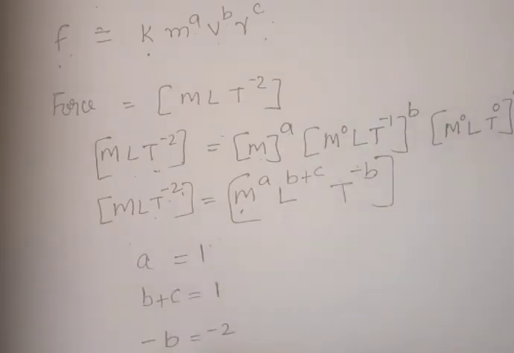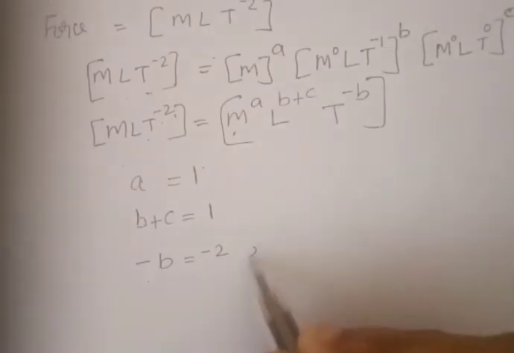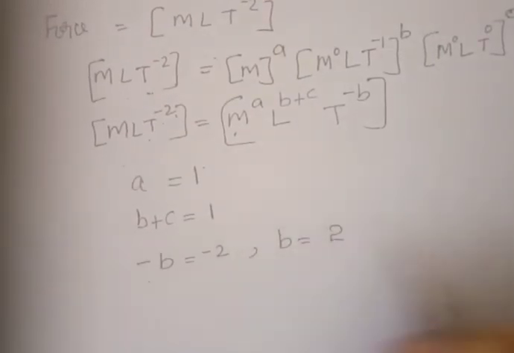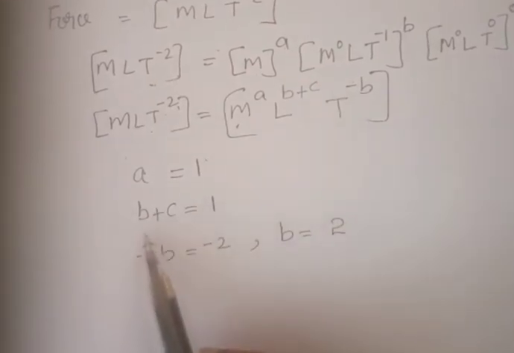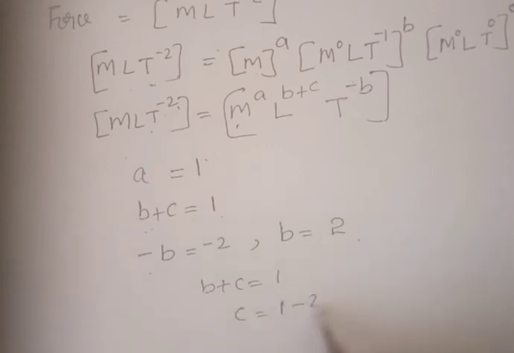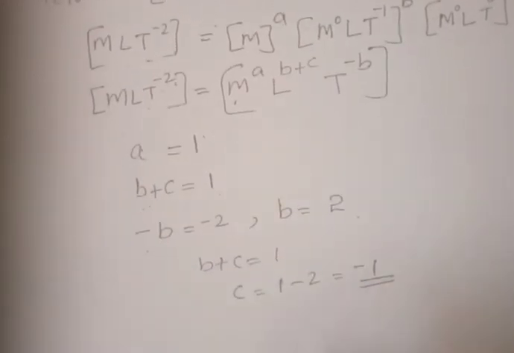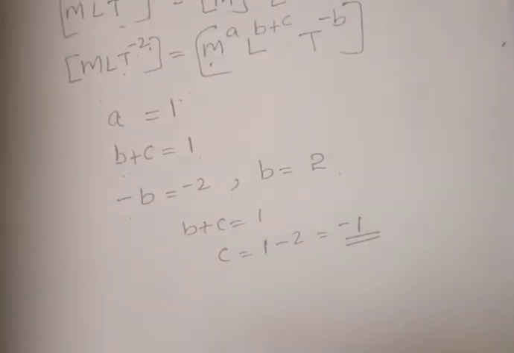Then how can you find b and c? Minus b is equal to minus 2, so b is equal to 2. Then how can you find c? From the second equation, b plus c is equal to 1. You know that b is equal to 2, so c is equal to 1 minus 2, which is minus 1. Then you have to equate the powers.